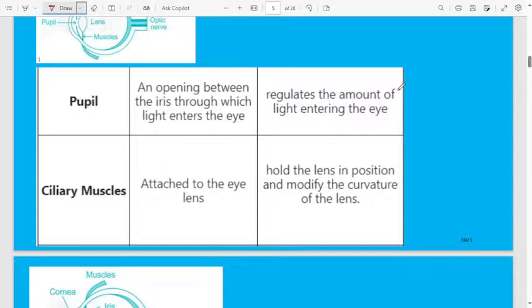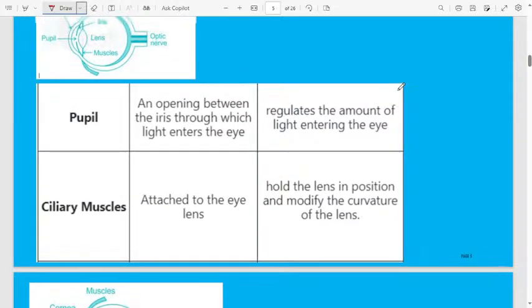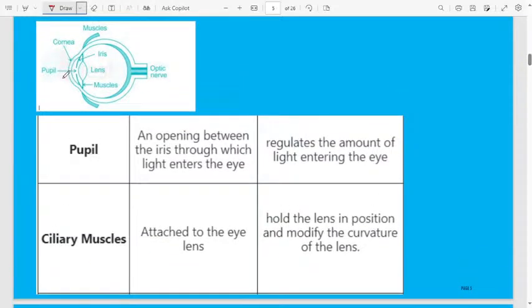Then what is the function of the pupil? This is the pupil I told you about here. The pupil is an opening in the iris through which light enters the eye. With the help of the pupil only, the light enters.